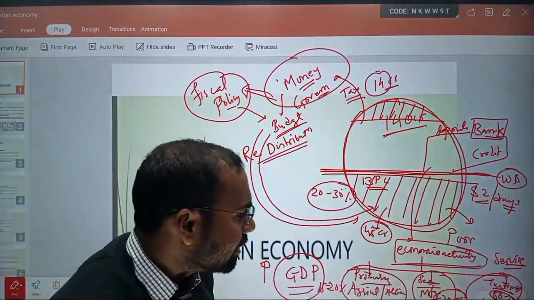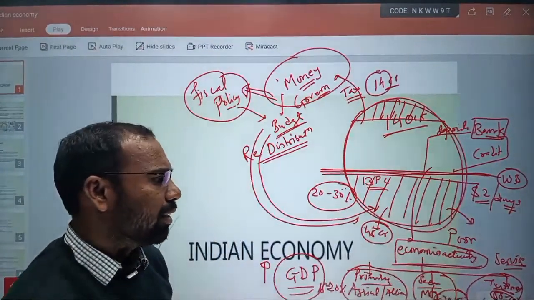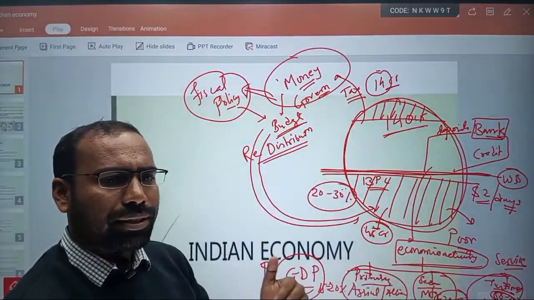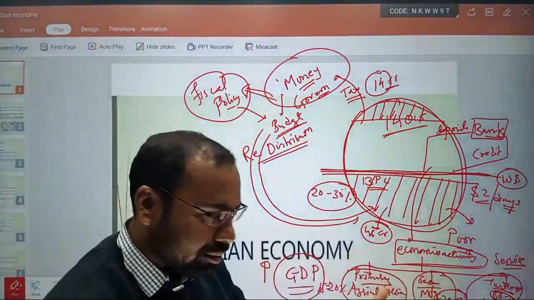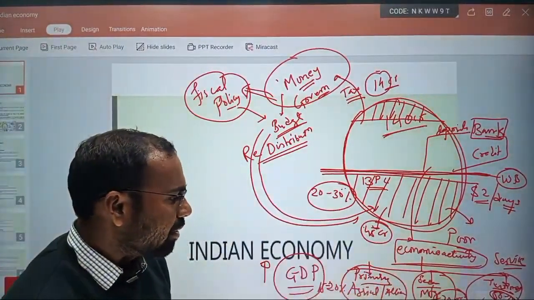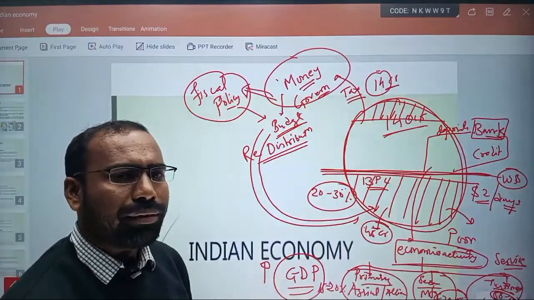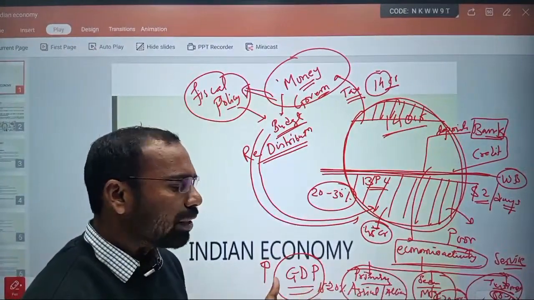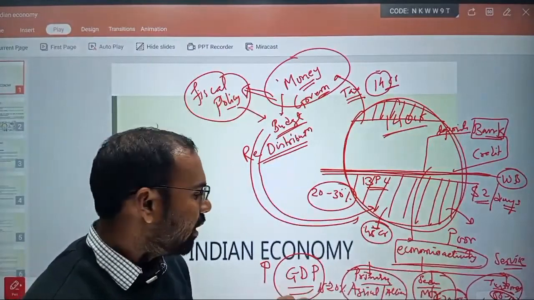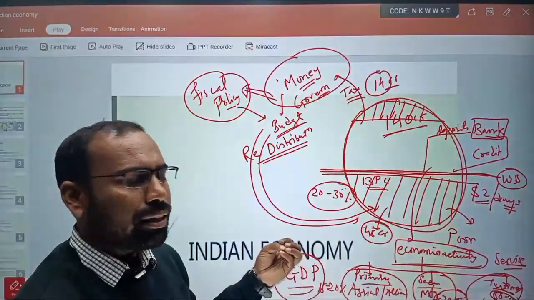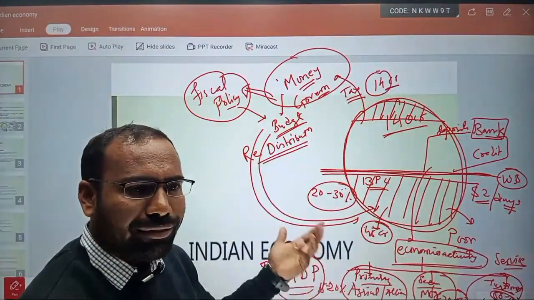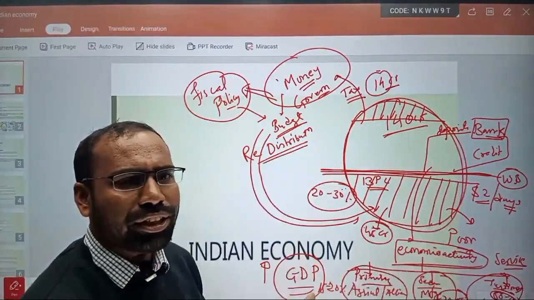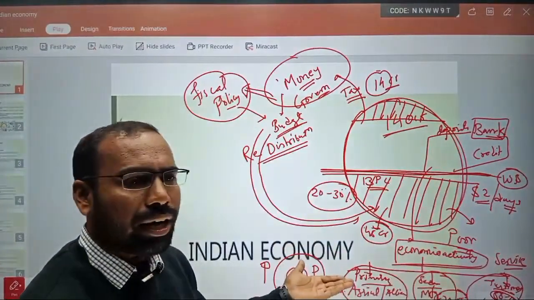Then we will see another important aspect of our economy, that is how many persons are employed in which sector. In the primary sector, the number of people engaged is huge. Around more than 50% of the population of India is still engaged in the primary sector. But the GDP contribution of the primary sector is just 20%.